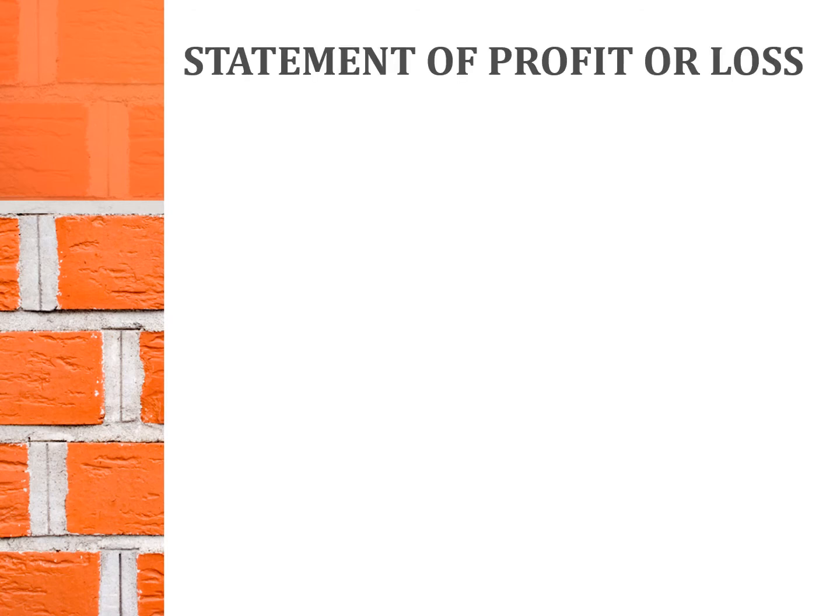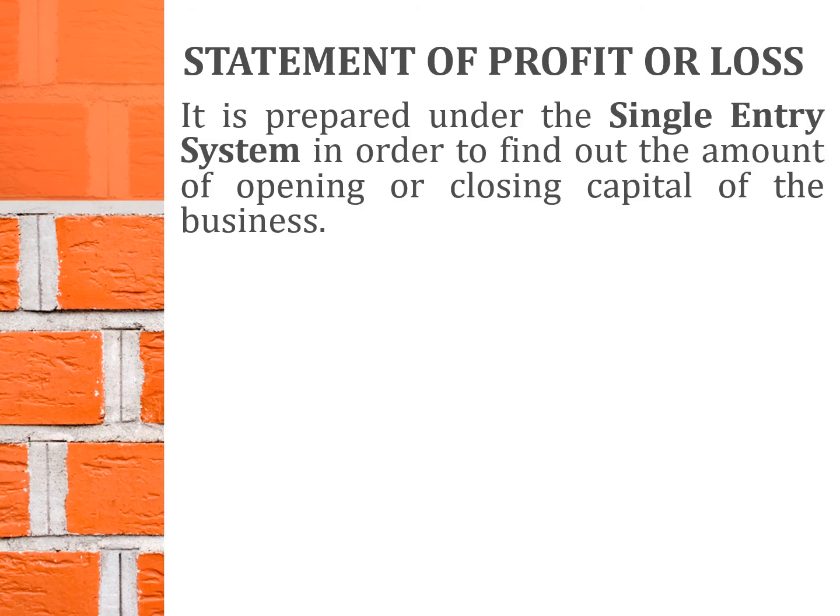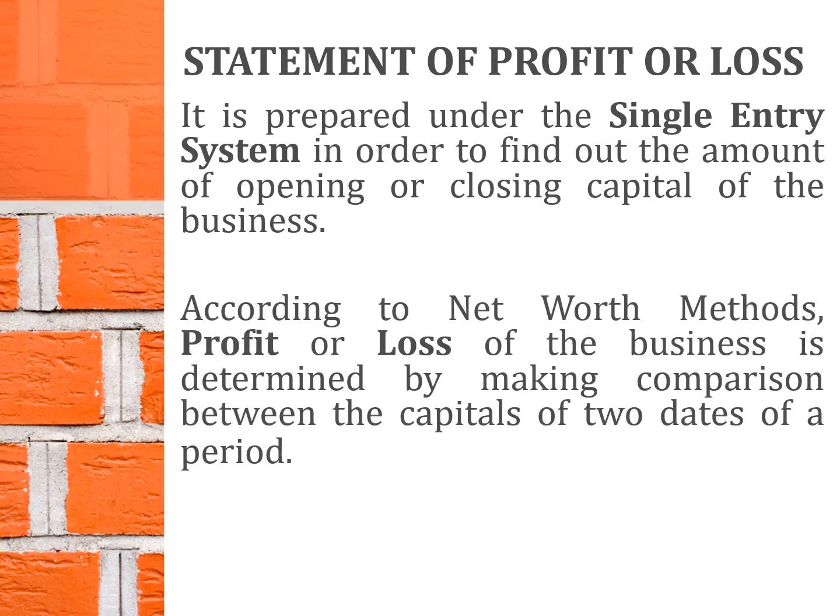After completing the work to find the capital at the start and capital at end, now we have to work on a statement of profit or loss. It is prepared under the single entry system in order to find out the amount of opening or closing capital of the business. Second, according to the net worth method, profit or loss of the business is determined by making a comparison between the capital of two dates of the period.